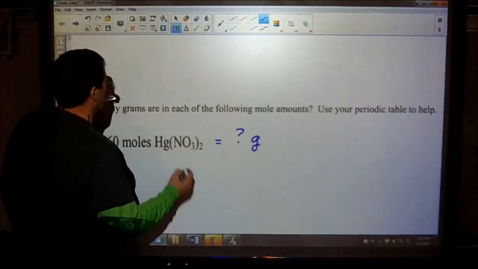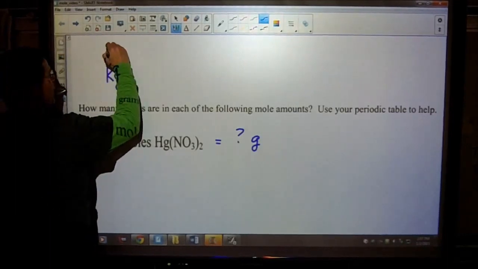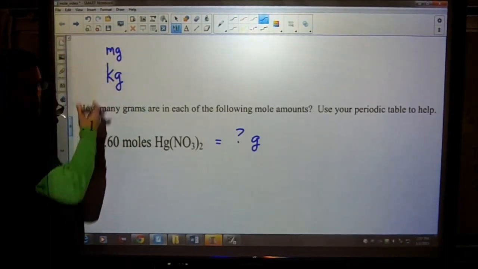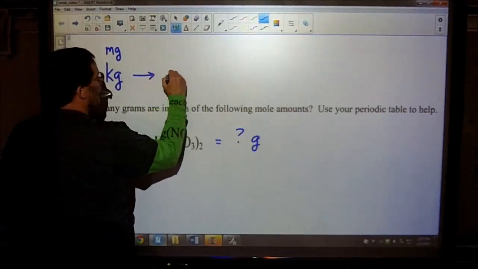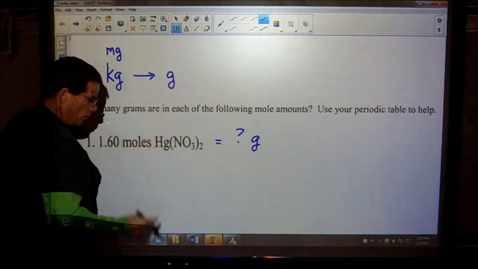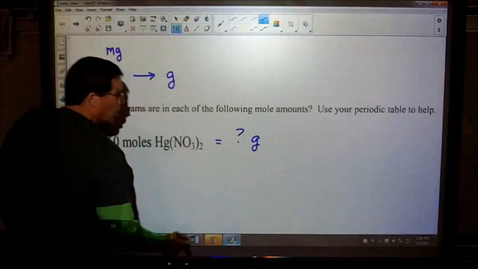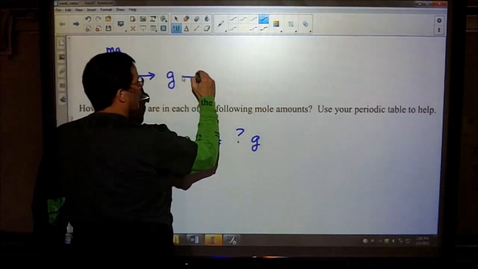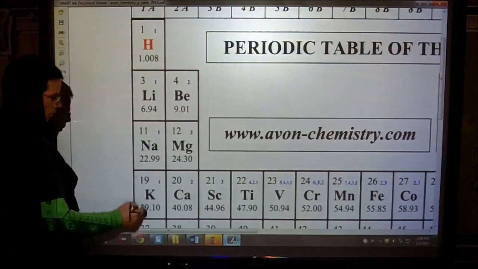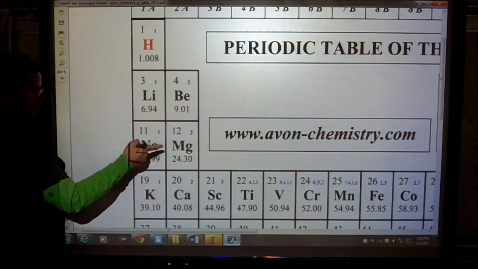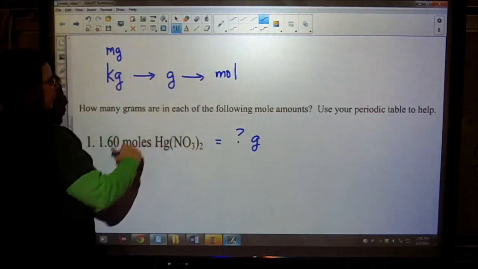And I discussed this in class, that generally speaking, you can start off with kilograms, milligrams, all those metric type units, but we need to eventually convert that into grams. Why do we need to convert it into grams? Because everything on the periodic table is in grams. So we want to go to grams, and then from there, we need to convert it into moles. Why? Because if I had 1 mole of sodium, it weighs 22.99 grams.